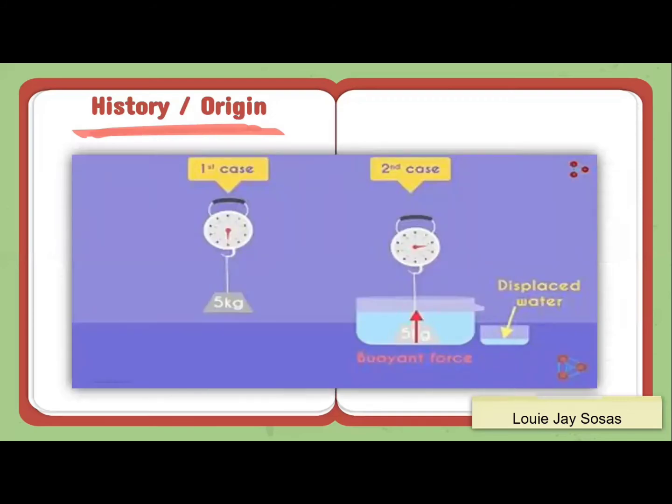In the next slide, as you can see, there is an illustration all about the buoyancy principle. Let's take a 5 kilogram solid object and suspend it by a spring balance. Of course, the balance will read 5 kilograms. Let this be our first case. As you can see in the illustration, there's the first case. For the second case, take a beaker of water which has a small opening at the top.